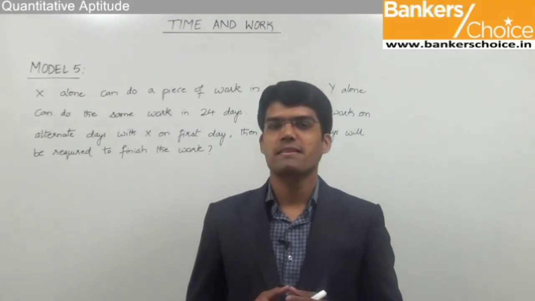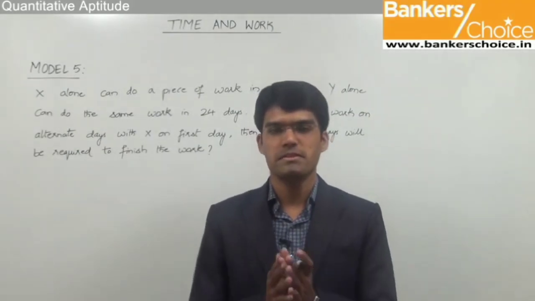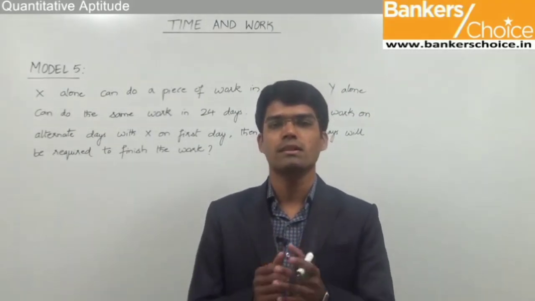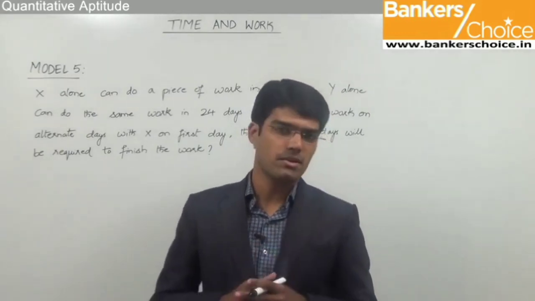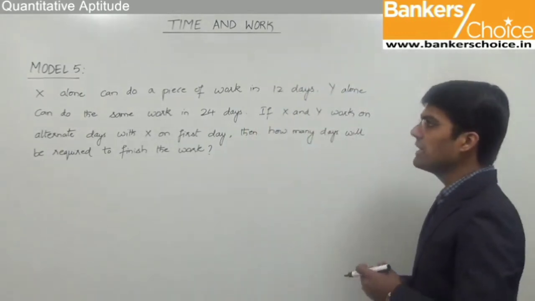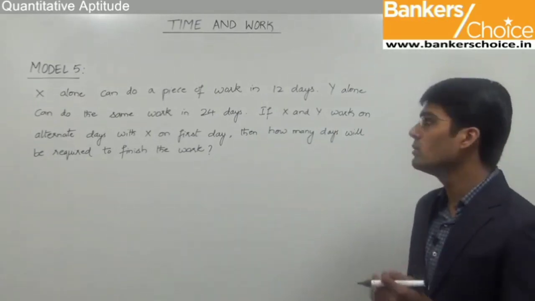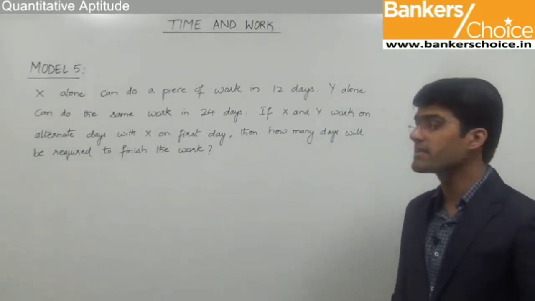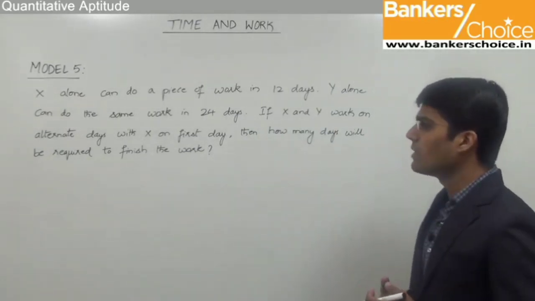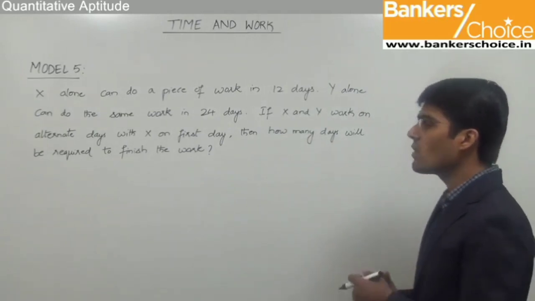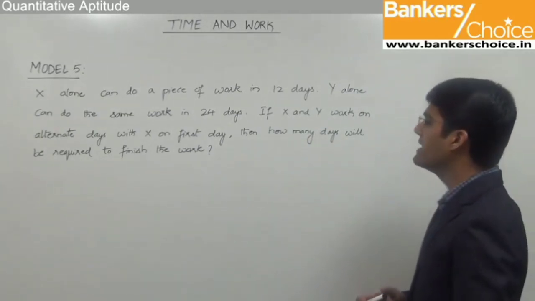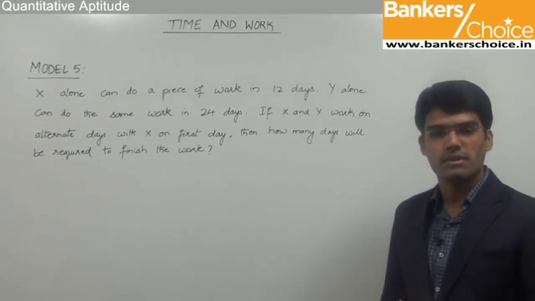Let us now discuss the fifth model from time and work, which is based on people working on alternate days. Let us look at the question here. X alone can do a piece of work in 12 days. Y alone can do the same work in 24 days. If X and Y work on alternate days with X on first day, then how many days will be required to finish the work?